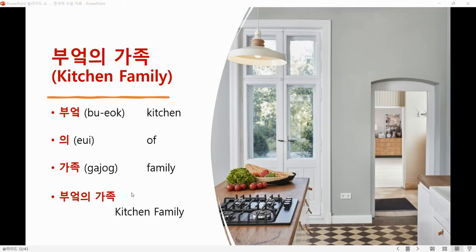오늘은 부엌에 대해서 공부하고자 합니다. Today we intend to study about the kitchen. What are the family inside the kitchen? So, 부엌의 가족. 부엌 means kitchen. 의 means of, the possessive.